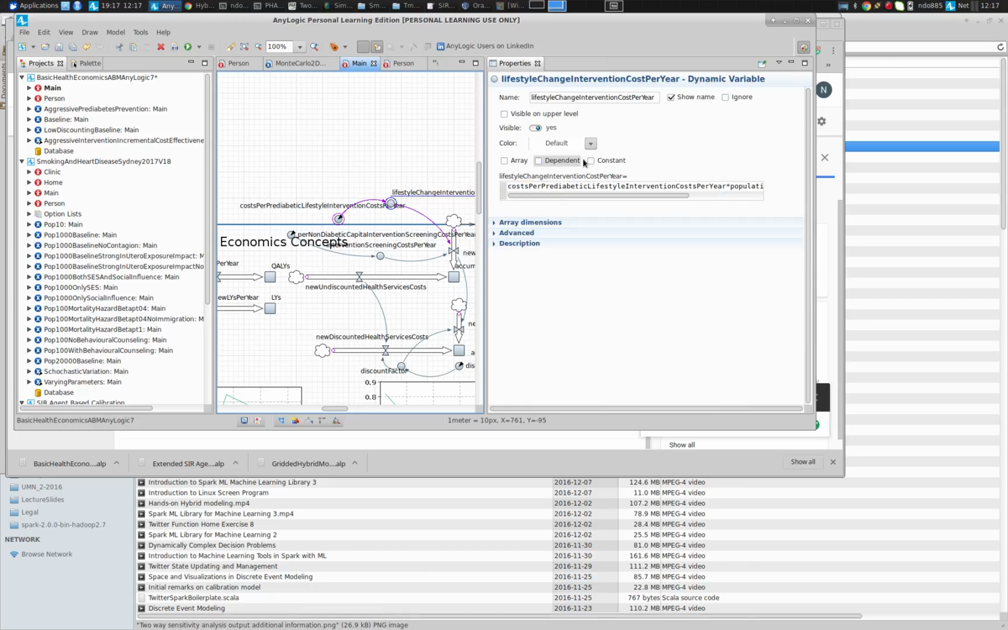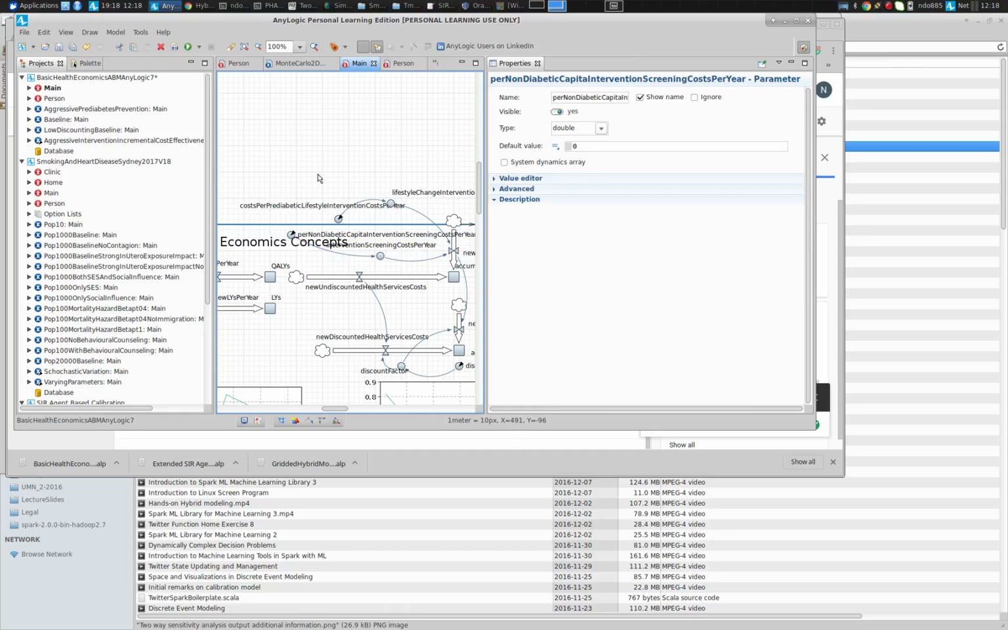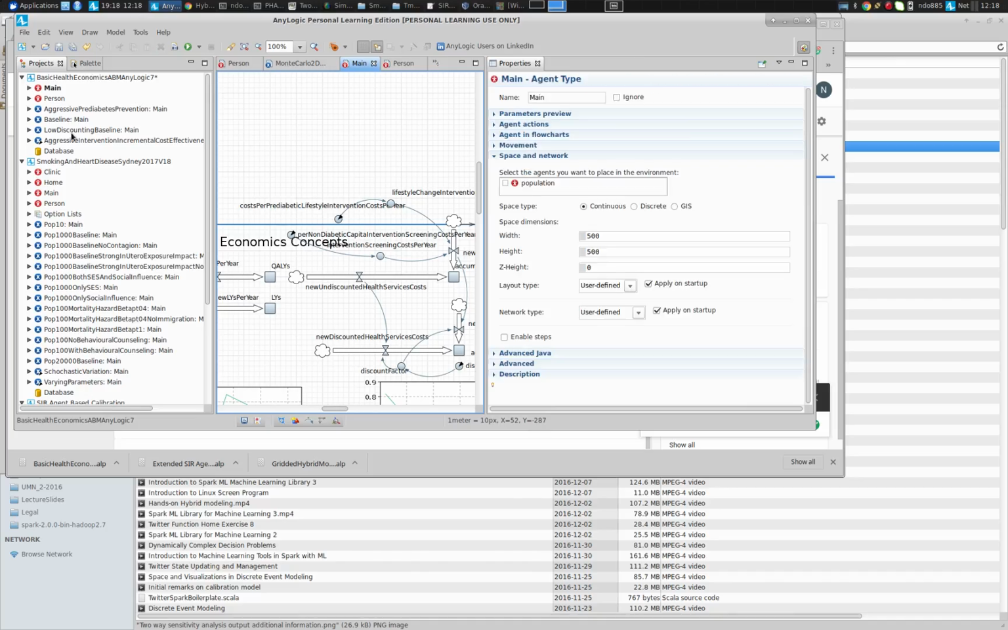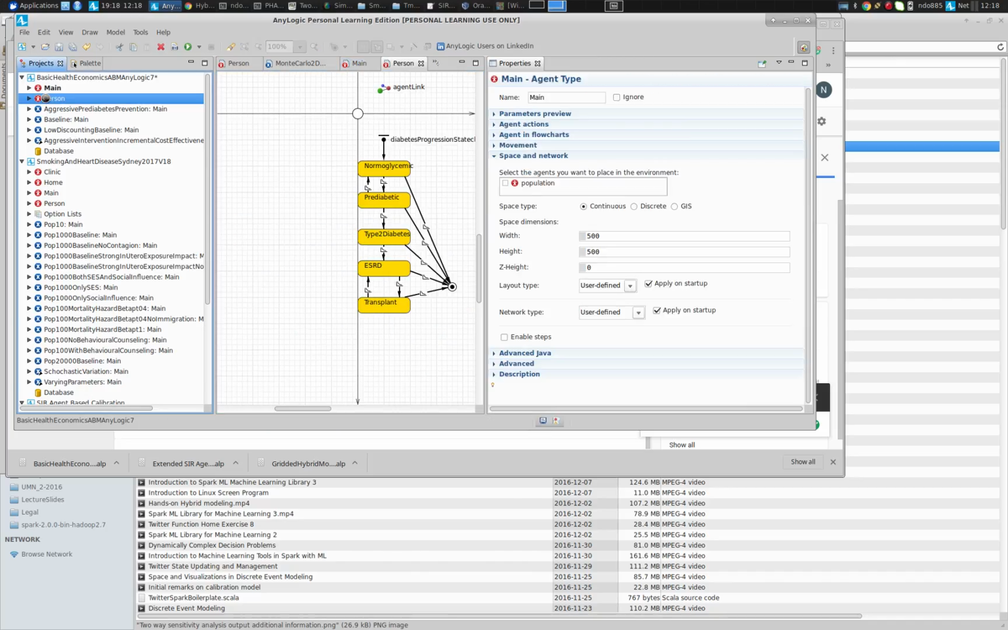Now, if we go and look at how these are calculated, we have a cost per one times the count of pre-diabetics in the population. And similarly here, we have some intervention screening costs that are borne for people who don't already have pre-diabetes. Okay, and I can't actually remember.